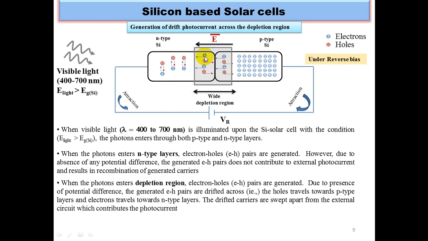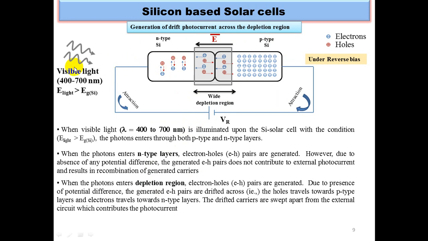So the electrons will be collected towards the output terminal, and the holes will also be collected towards the output terminal. Thereby the photocarriers which are generated inside this depletion region contribute towards the external load, and hence it enhances the photocurrent of the p-n junction.